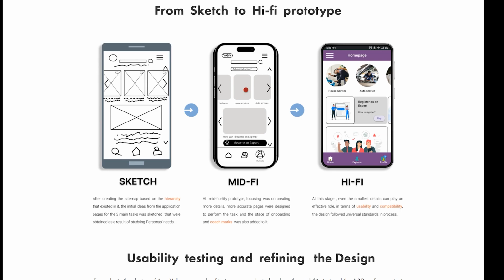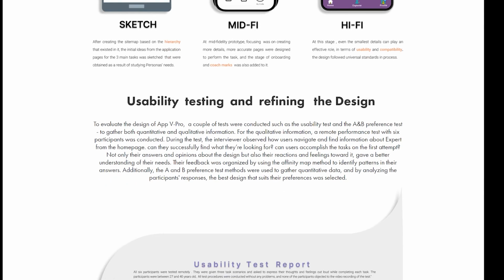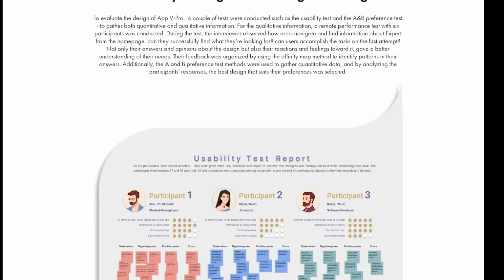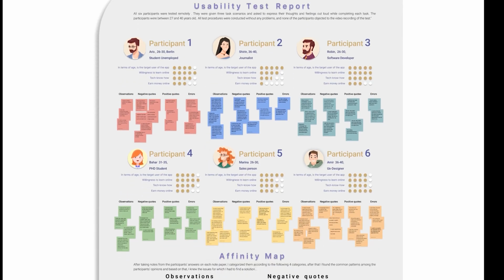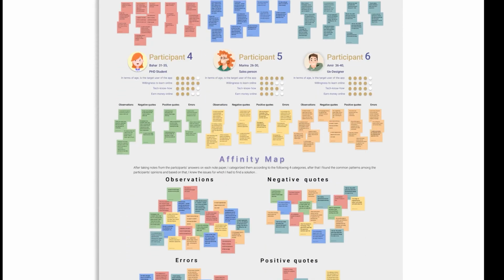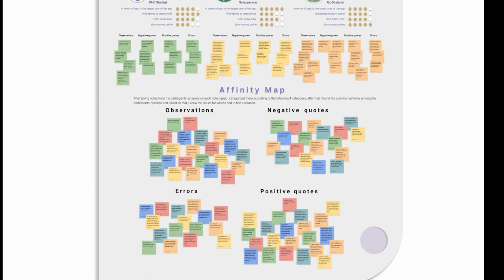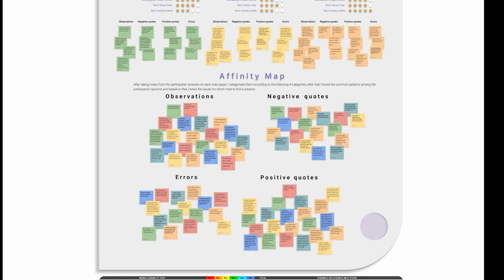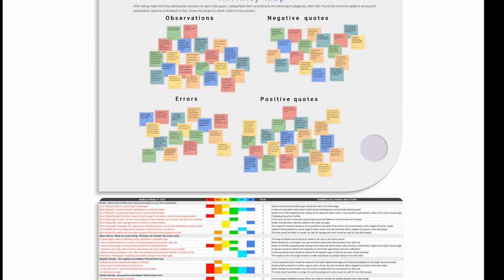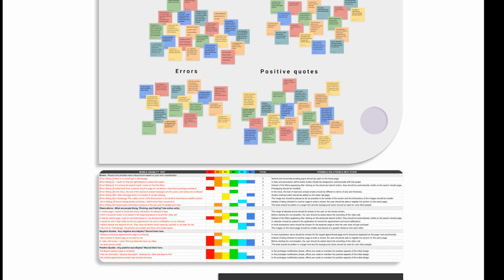I tested the design using two methods, a usability test and a preference test. For the usability test, 6 participants completed the task while I observed how they navigated the app and found the information about experts. I analyzed both their opinions and reactions to gain a better understanding of their needs by using an affinity map, and I updated the prototype based on the test findings.